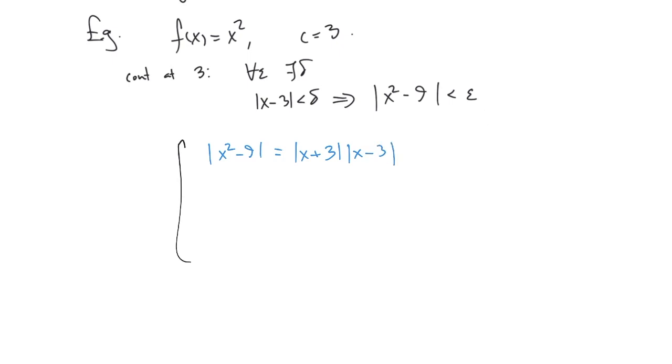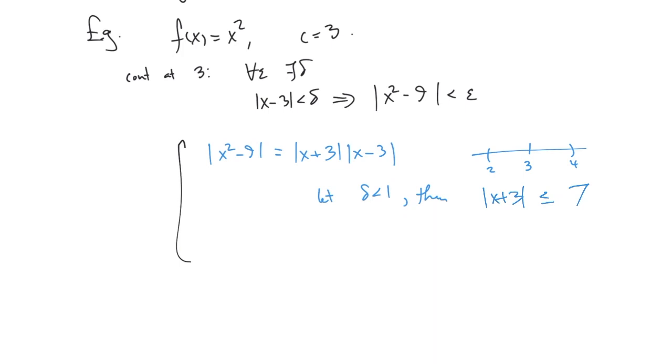The x minus 3, I like that the way it is. The x plus 3, I don't like that. Anybody remember the trick that we do for that? Yeah. If delta is greater than or equal to 1, then x has to be greater than or equal to 4. Right. So if delta is less than 1, then x needs to be within distance 1 of 3. Then absolute value of x plus 3 will be less than or equal to 7, right? The x itself will be less than 4, and when I add 3 to it, it will be less than 7.